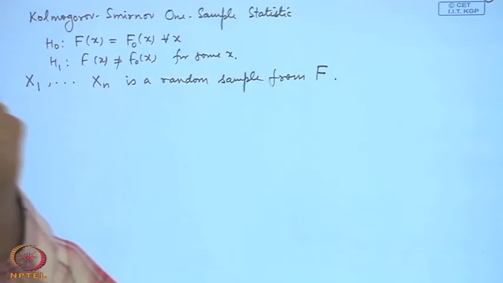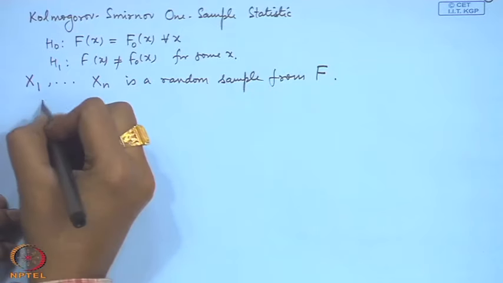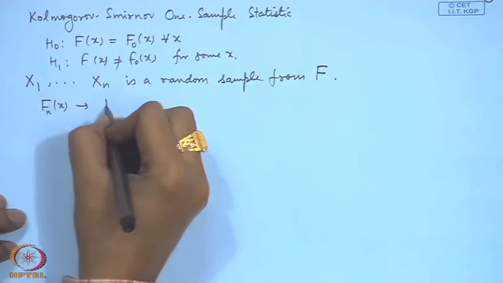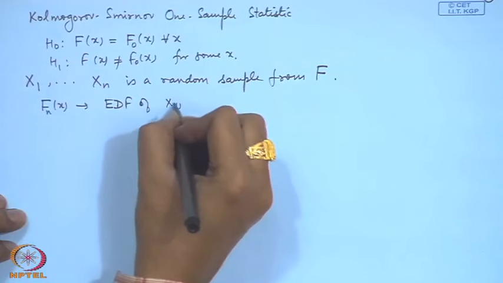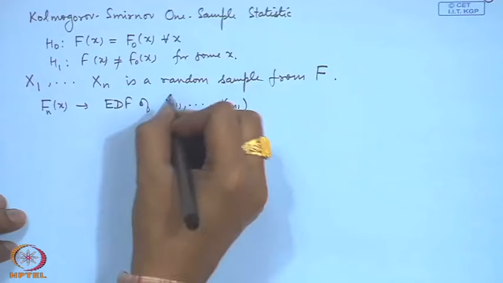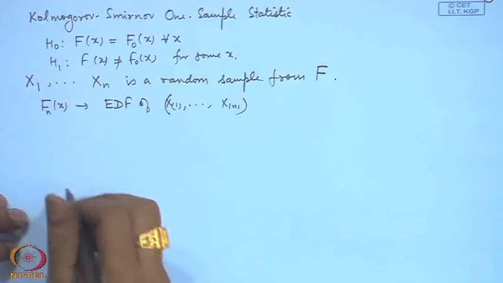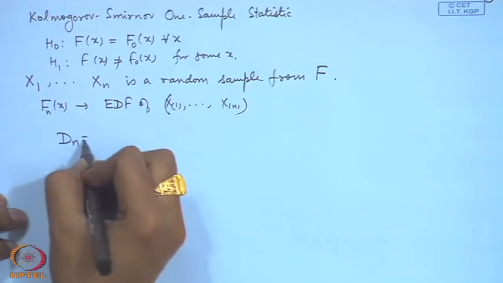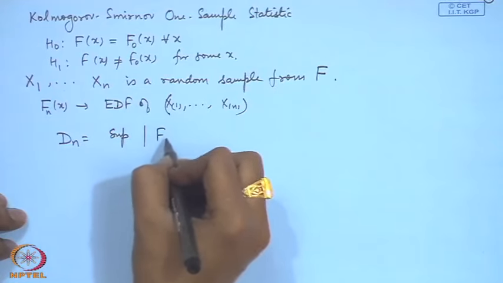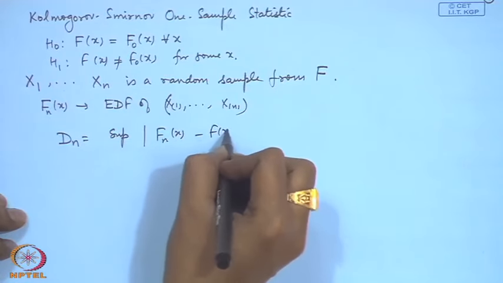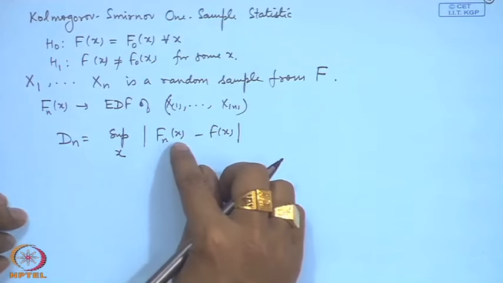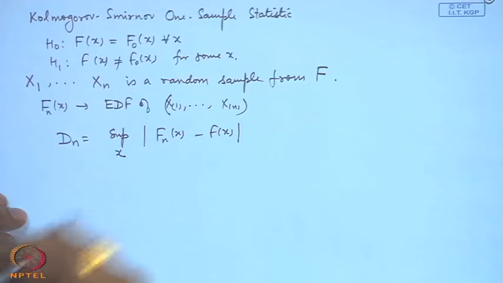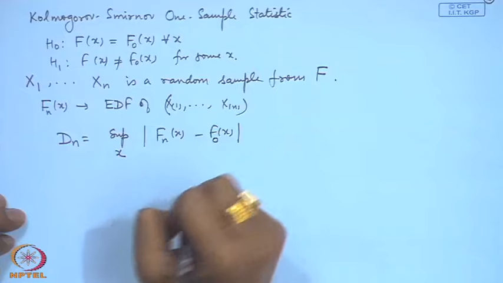We define the sample distribution function, that is F n(x), the empirical distribution function of X 1, X 2, ..., X n, that is the order statistics from this. We define the maximum absolute difference between the empirical distribution function and the assumed distribution function. So, here actually you take F naught.